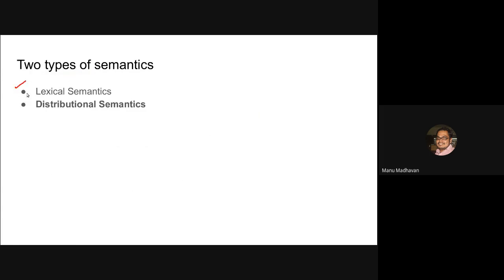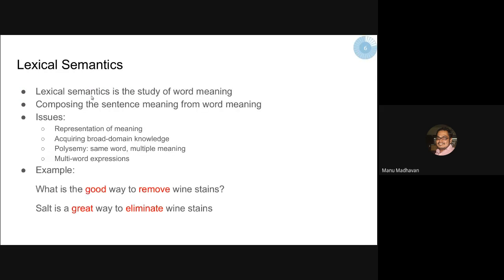So there are two approaches I already mentioned. One is lexical semantics. The other one is distributional semantics. There are two types of approaches to represent the semantics computationally. We'll see each one by one. So the first part is lexical semantics.